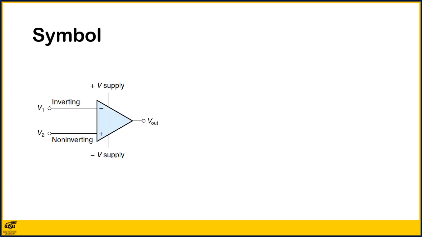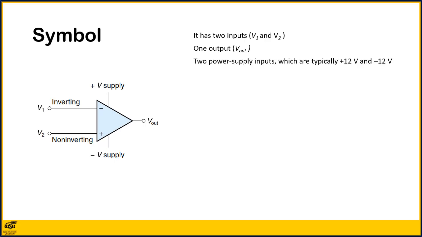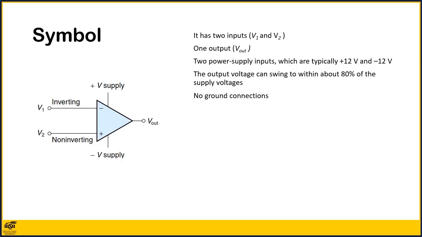This slide shows the symbol for a typical op-amp. It has 2 inputs, V1 and V2, and 1 output, called Vout. Also shown are 2 power supply inputs, which are typically plus 12 volts and minus 12 volts. The output voltage can swing to within about 80% of the supply voltages. Notice there is no ground connection at all.